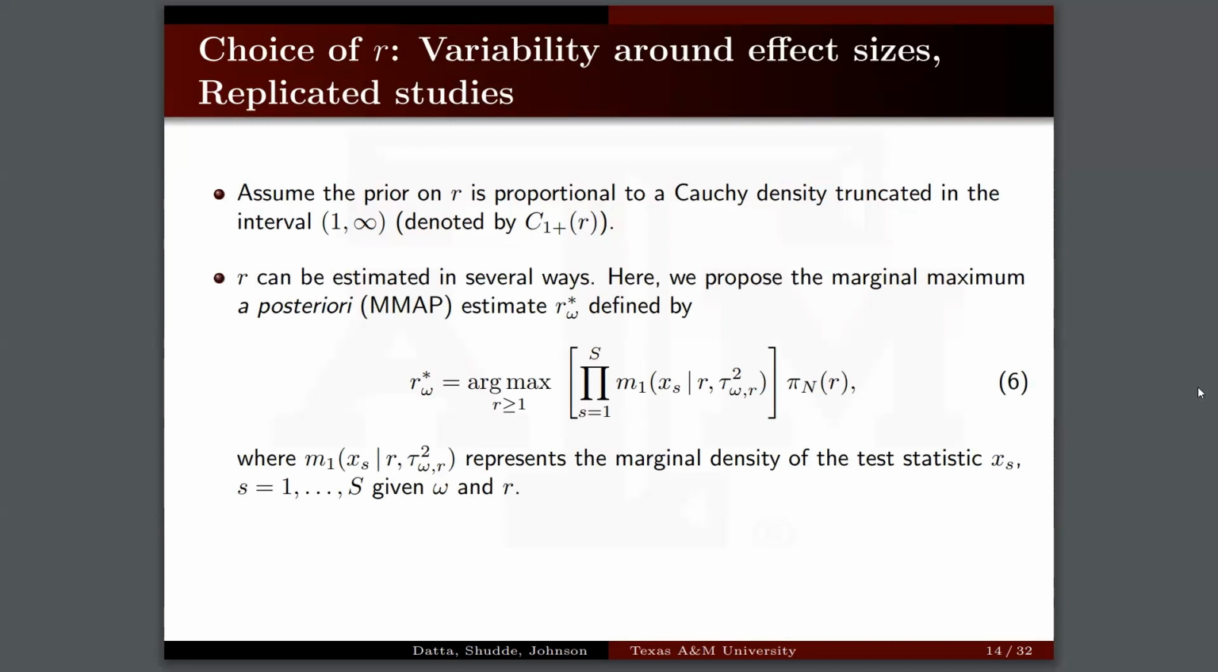So given these two hyperparameters, the test statistics for each of these replications are independent across all the studies, and their joint distribution is just a product of their marginal densities at each of the sites. And assuming a prior on R, this is the density proportional to the posterior density of R, and we are just considering the posterior mode of R.